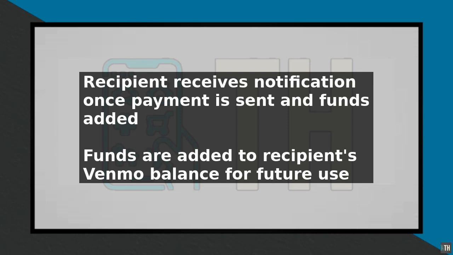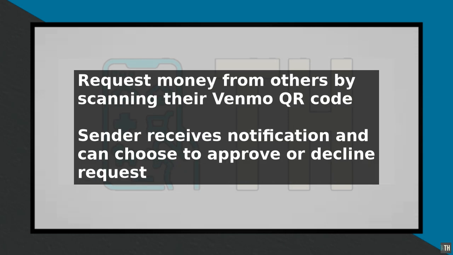In addition to sending payments, you can also use Venmo QR codes to request money from others. This can be useful for splitting bills or collecting funds for a group event. To request money, the recipient will need to share their Venmo QR code with you. You can then scan the code and enter the amount you want to request. The sender will receive a notification and can choose to approve or decline the request.